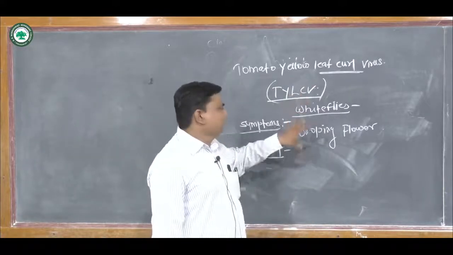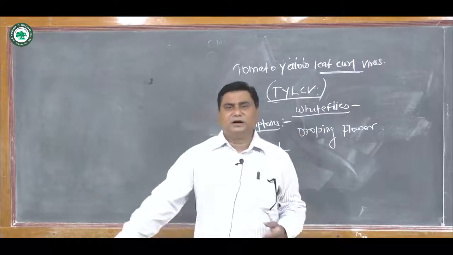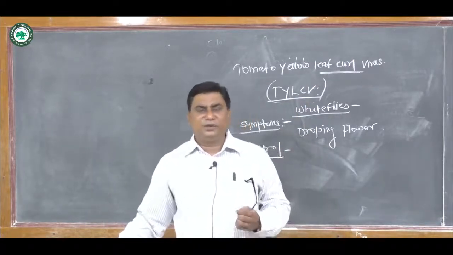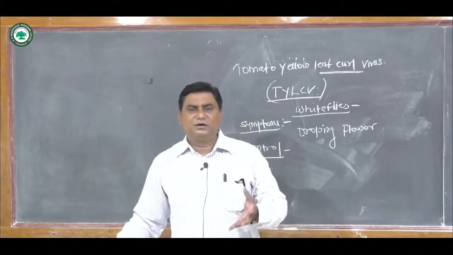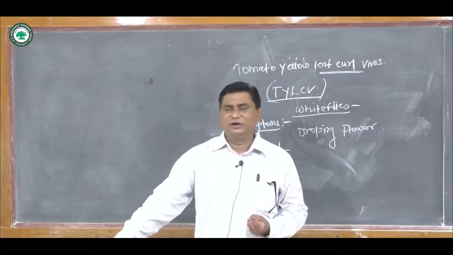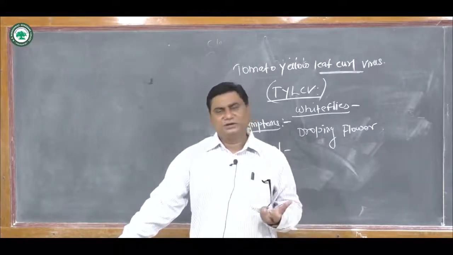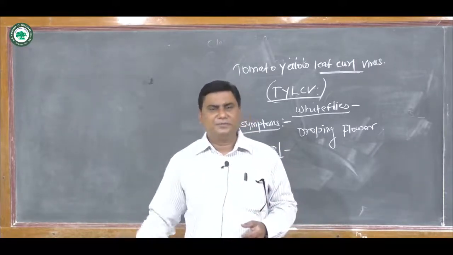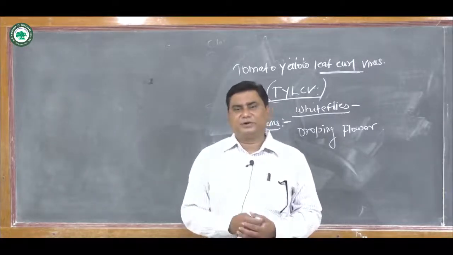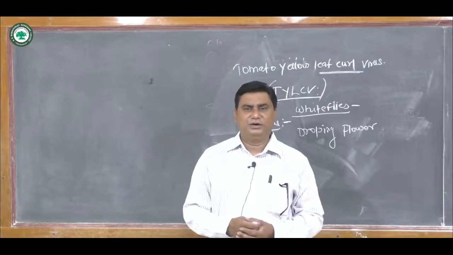So these are some fungal diseases, viral diseases and bacterial diseases that occur on the tomato plant, with their symptoms and control measures. This is all about the plant protection methods of tomato. Okay, thank you.